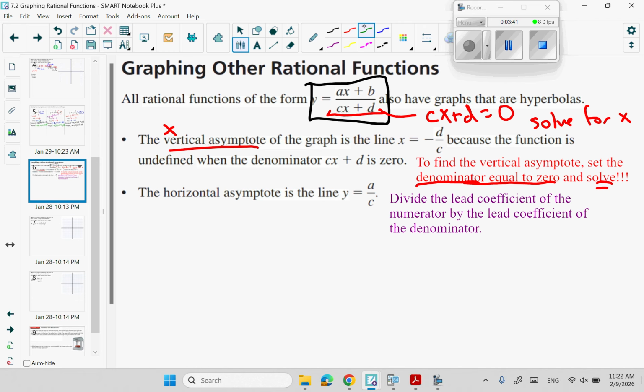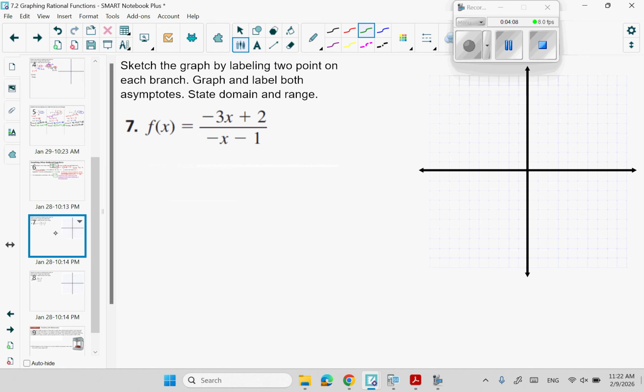The y asymptote is a little bit different. I don't have anything off to the side anymore. The y asymptote is defined as a divided by c, where a and c are the numbers that have x's. There's a big, long reason for this. What it comes down to is, as x gets really, really big, the b and d sort of don't matter anymore. So let's take a look.